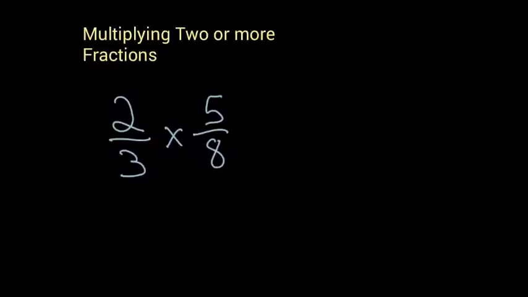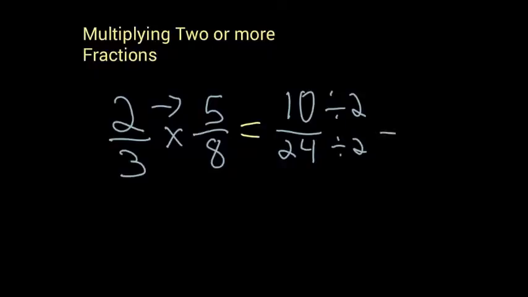Alright, we're going to work on multiplying two or more fractions. So again, we're just going to multiply straight across. So 2 times 5 is 10. 3 times 8 is 24. And we need to reduce that, so we can divide both of those by 2. To give us 10 divided by 2 is 5. 24 divided by 2 is 12. So that's one way to do it.